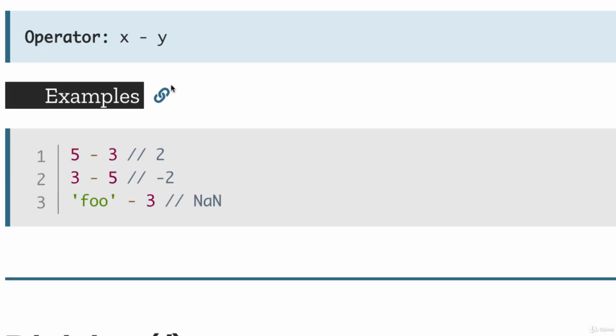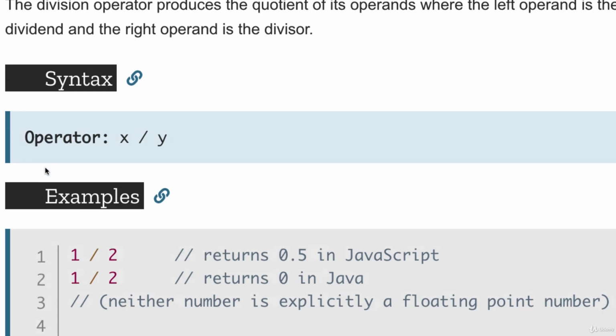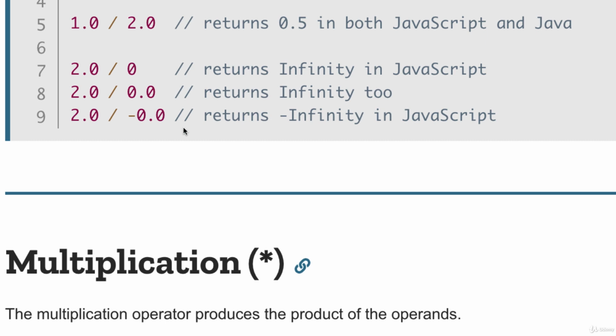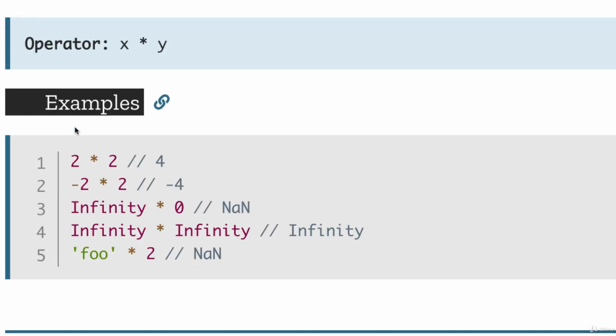There's also subtraction. So when we're subtracting a number, and if we're doing a string minus 3, then we're being returned back not a number. And as we saw in the last lesson, it tries to convert the string to a number. So that's where we get NaN being returned back. We also have division. So we've got division by all the different values, and then the values that are being returned.